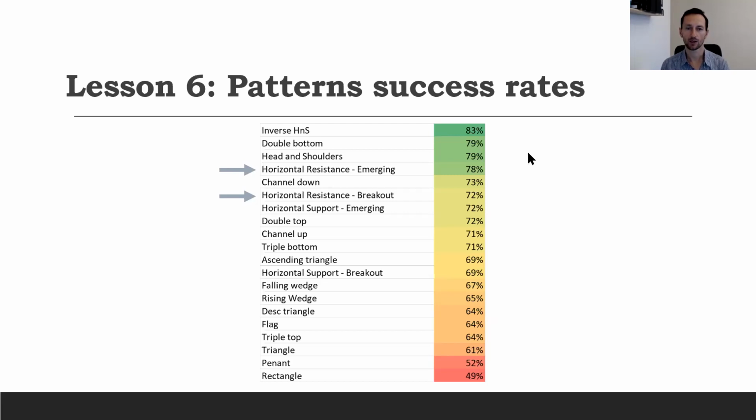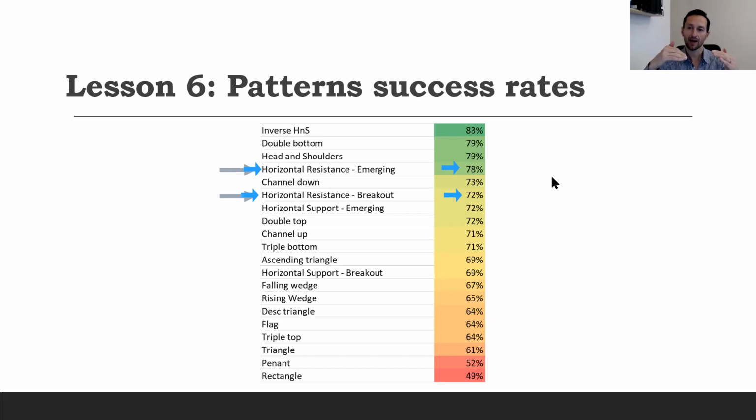And the two patterns that we are discussing today are horizontal resistance emerging, right? This one, and horizontal resistance breakouts. As you can see, they typically have pretty high success rates. 78%, 72%. I mean, even getting 65, 70% is really, really good. So these are quite simple, and I think that's why it works. Horizontal resistance is very easy to identify visually. A lot of traders base their decisions on that. And so I think that's why it works.